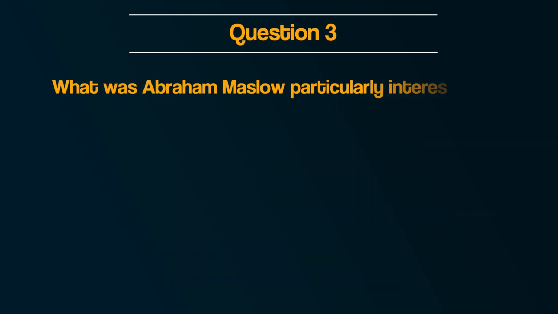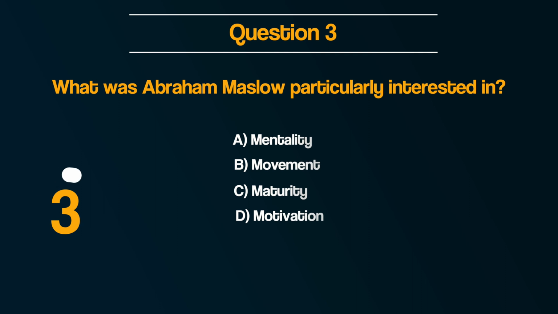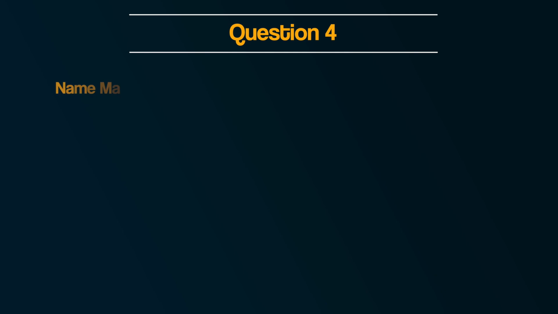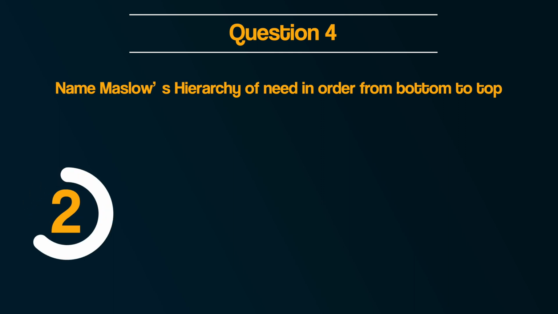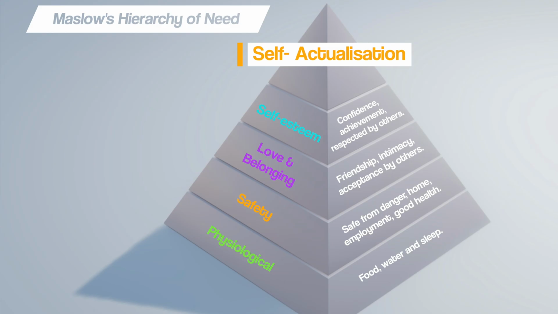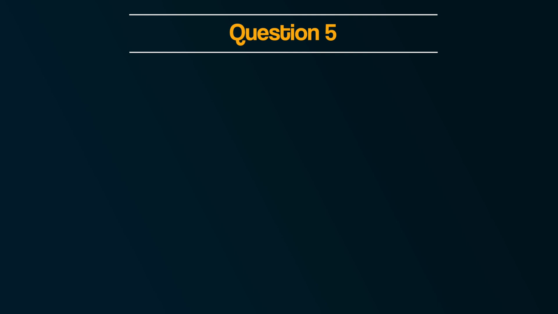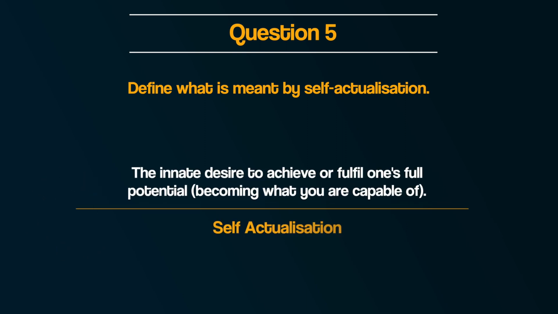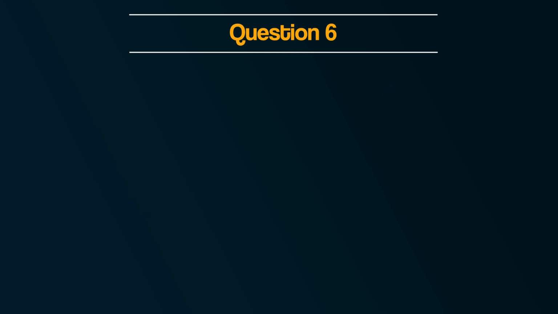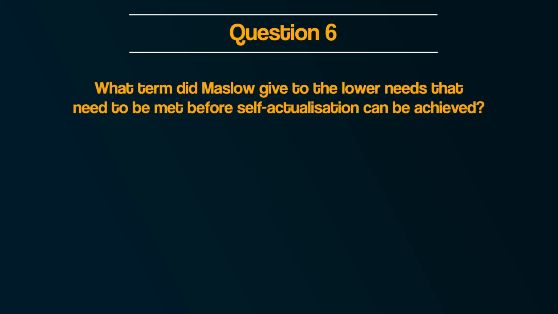Question 3. What was Abraham Maslow particularly interested in? Question 4. Name Maslow's hierarchy of need in order from bottom to top. Question 5. Define what is meant by self-actualization. Question 6. What term did Maslow give to the lower needs that need to be met before self-actualization can be achieved?